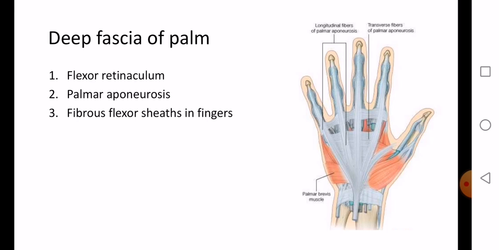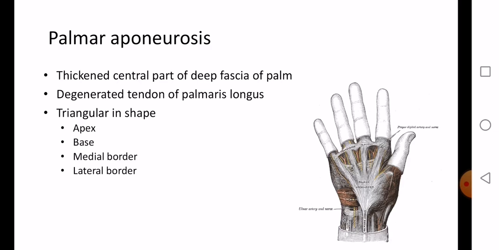The flexor retinaculum is already discussed in the tables. You also had a small group discussion of the same. So we will not talk about the flexor retinaculum. I will assume that you already know everything that is to be known about it. It is a very important topic, so you should be thorough about the flexor retinaculum. So we will move on to the next, that is the palmar aponeurosis.